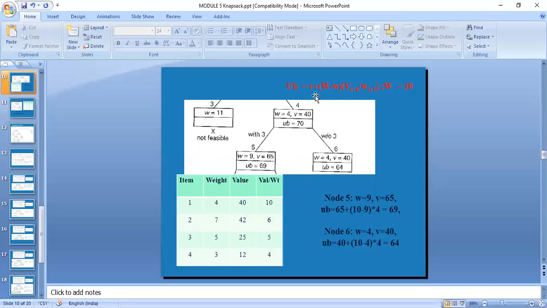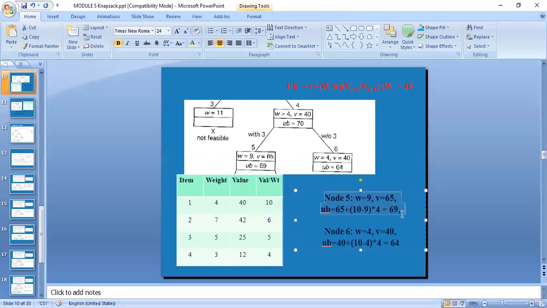What is the value? Already in the parent node, the value is 40. What is the third item's value? The third item's value is 25. So 40 plus 25 is 65. So here we have weight equal to 9 and value equal to 65. Now you need to calculate the upper bound. How will you calculate the upper bound for node number 5? For node number 5, the weight is 9, the value is 65.